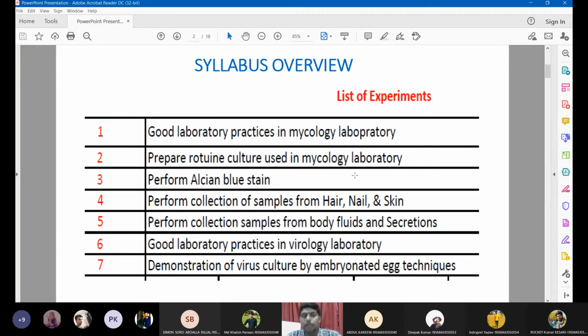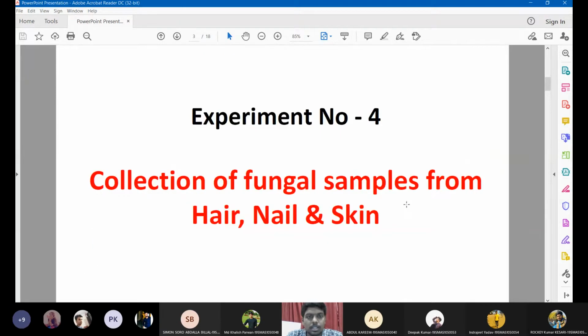Okay. So that is the fourth experiment. The fourth experiment is collection of hair, nail, and skin samples. So let us see how to collect these samples for investigation of fungal infections. Your fourth experiment is collection of fungal samples from hair, nail, and skin.